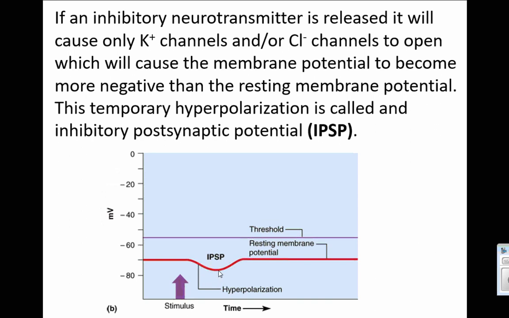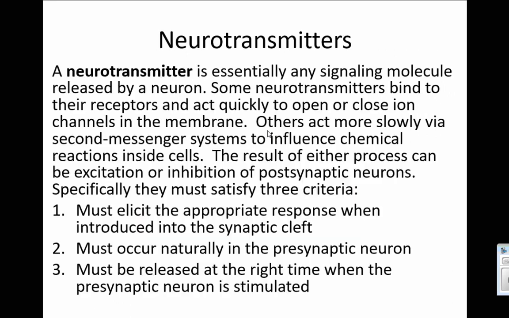What we call the postsynaptic neuron. And so that's why we call them inhibitory postsynaptic potentials and excitatory postsynaptic potentials, or IPSP and EPSP for short. Last thing I want to talk about here is what a neurotransmitter really is. And we'll get into these a little bit in greater detail in our last lecture of this unit.